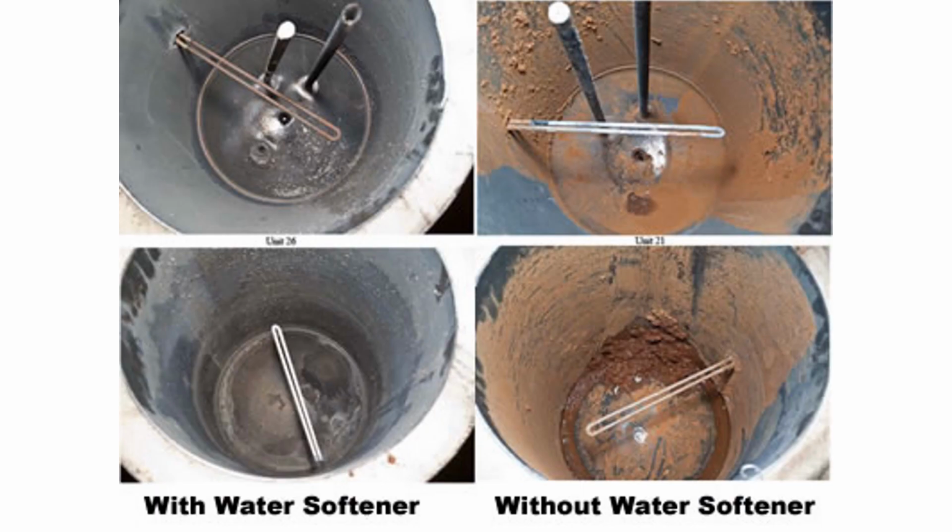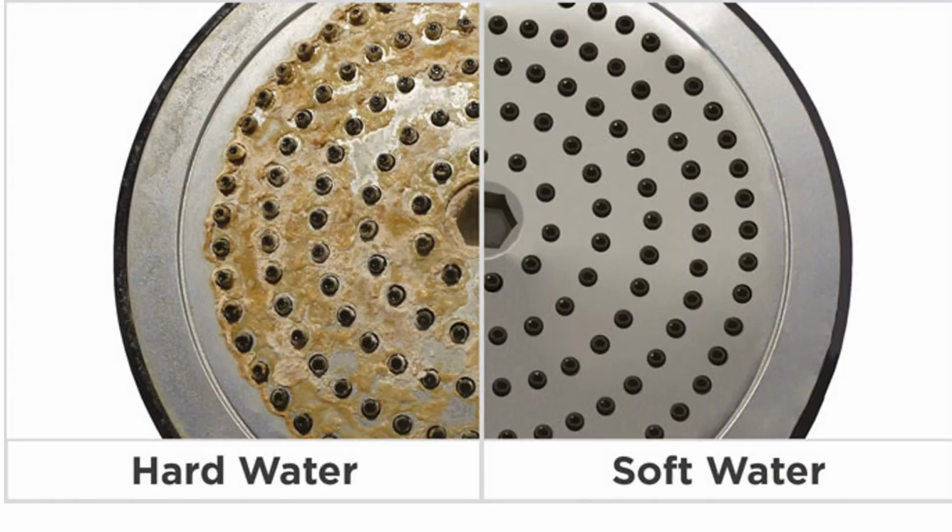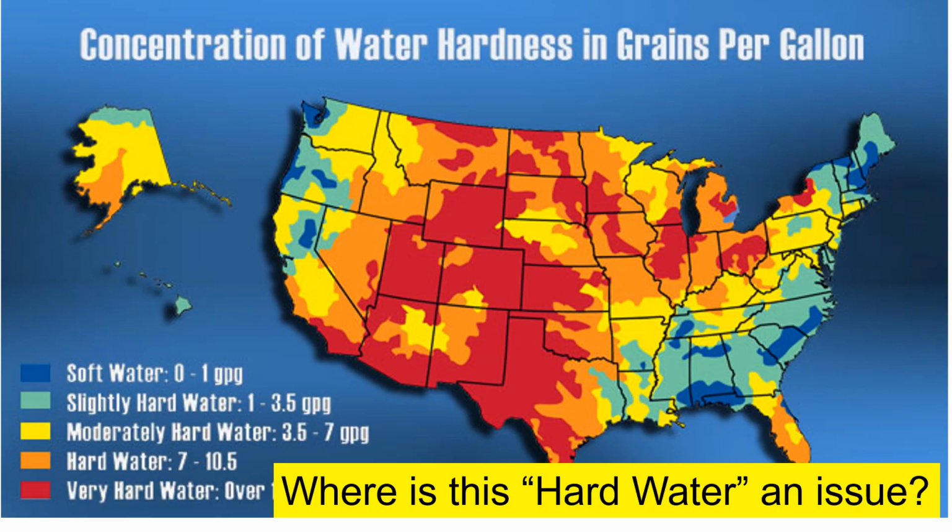Here's a hot water heater on the inside with a water softener and without. You notice without, you get a lot of extra minerals being deposited. Same thing on a shower. Now, where do people have to deal with hard water? Primarily in the Midwest and also in Florida. Those are the two places that have notoriously hard water.